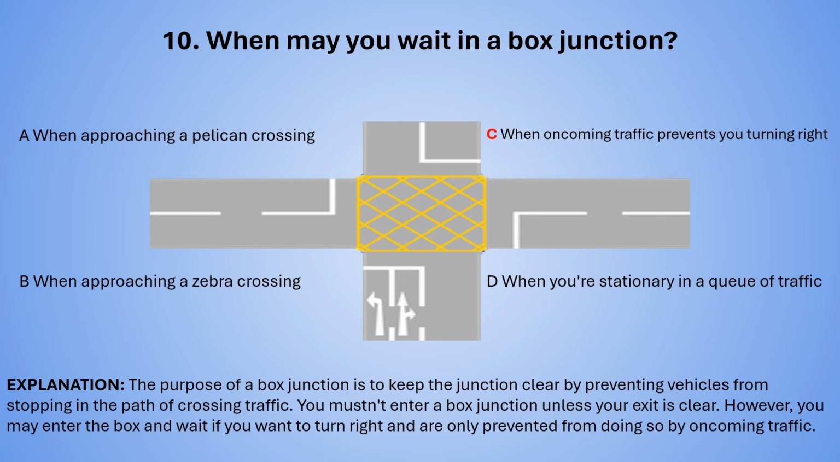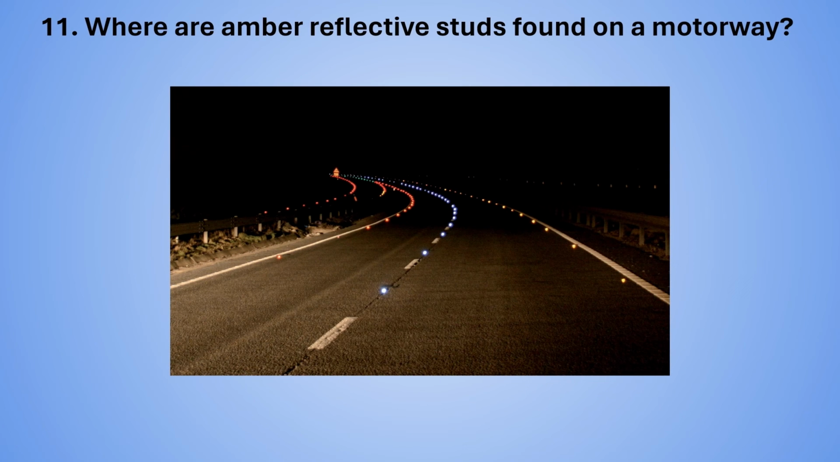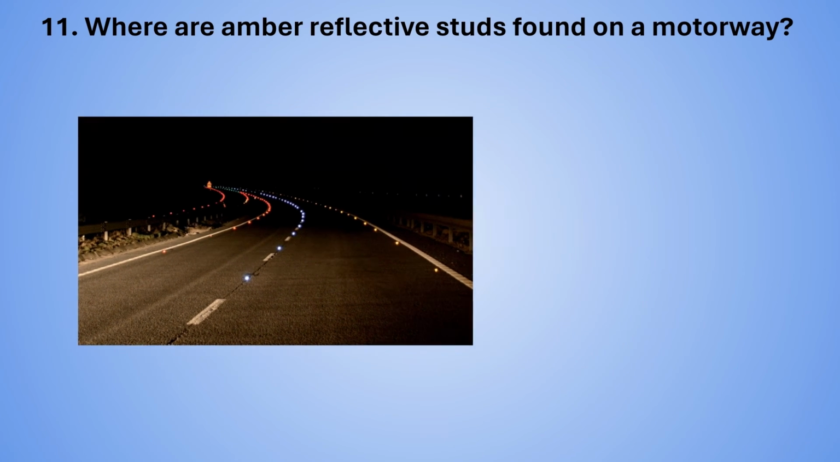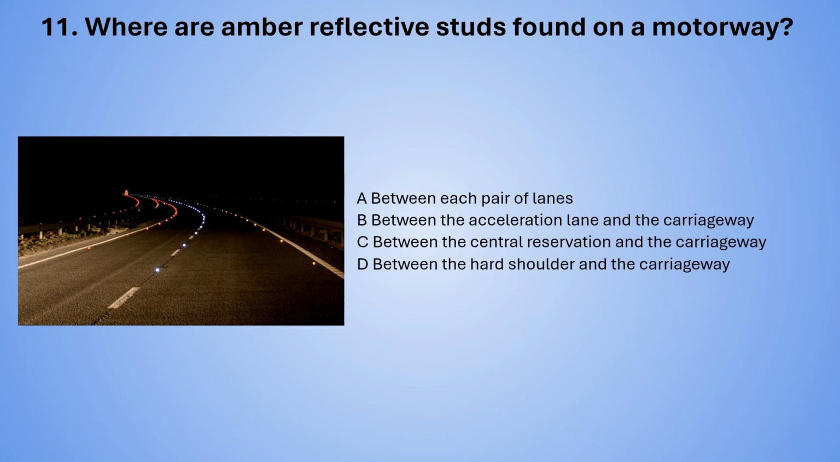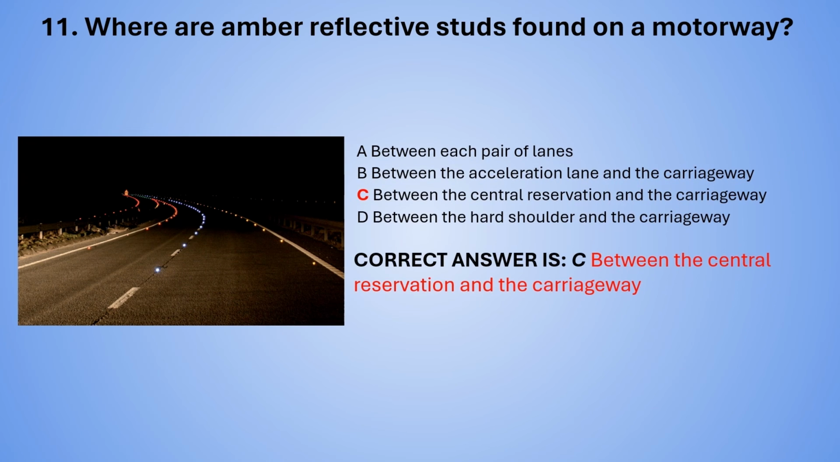Question number 11. Where are amber reflective studs found on a motorway? A. Between each pair of lanes. B. Between the acceleration lane and the carriageway. C. Between the central reservation and the carriageway. D. Between the hard shoulder and the carriageway. 5, 4, 3, 2, 1. And the correct answer is C. Between the central reservation and the carriageway.